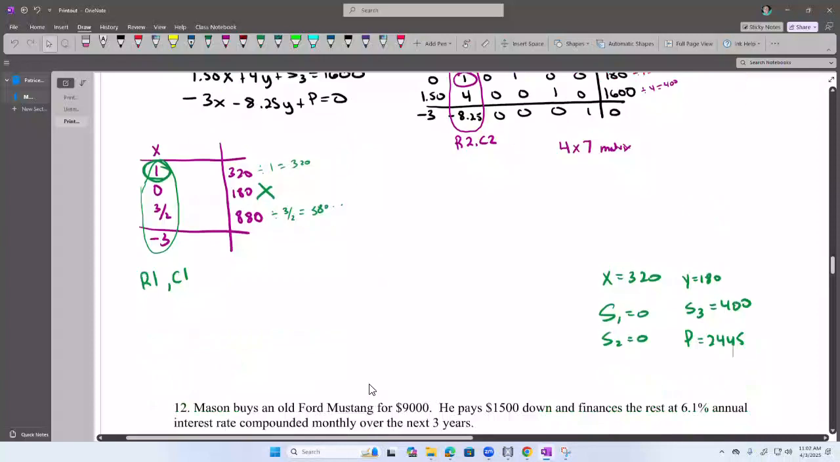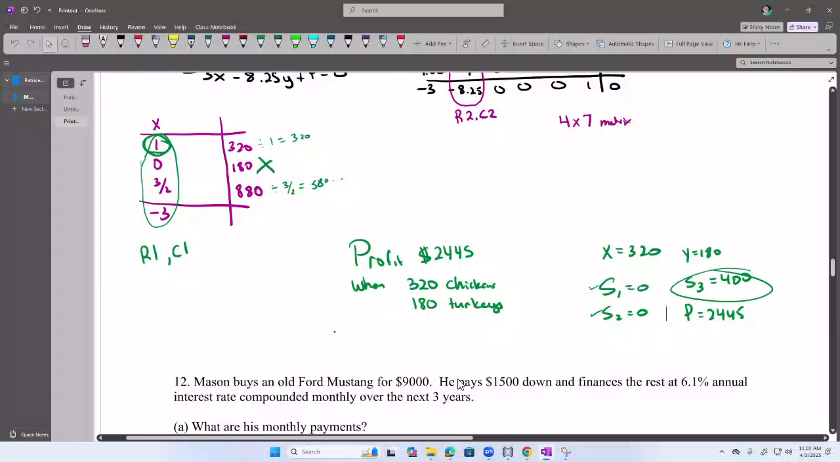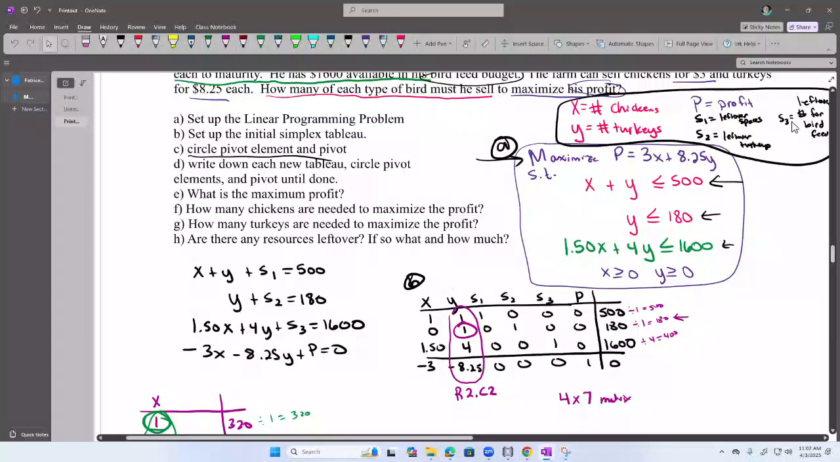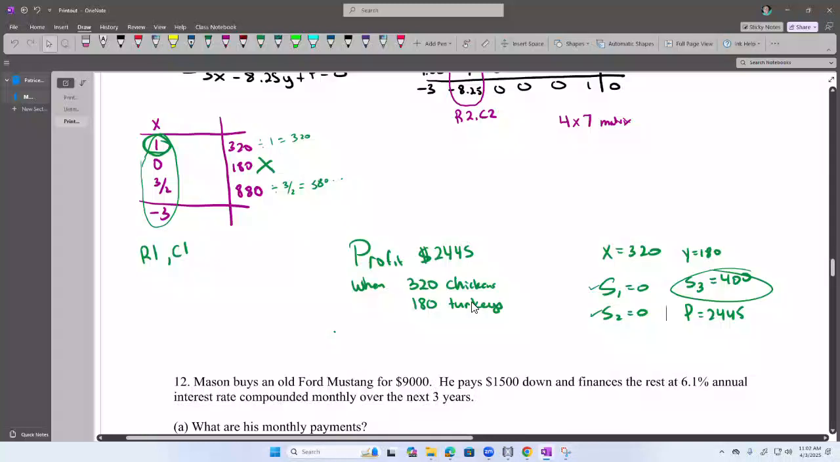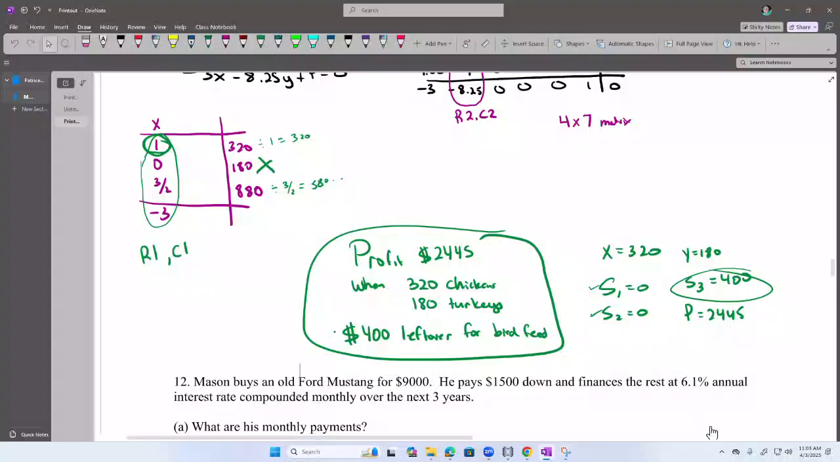So then, putting in my answers here, his profit is $2,445, and it happens when he has, X was chicken, so 320 chickens, Y was turkeys, so 180 turkeys, and then leftover resources, S1 was 0, S2 was 0, but S3 was 400, and S3 was leftover money for bird feed, and so I have $400 left over for bird feed. Yay, and there's a super long problem, start to finish.